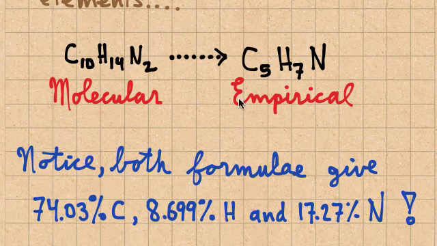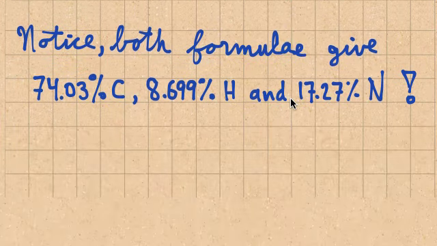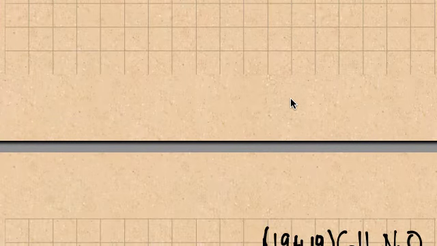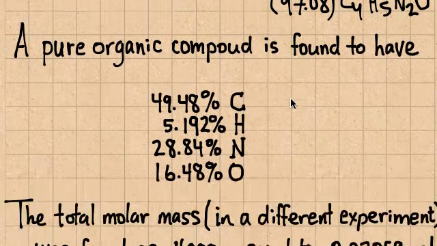So you'll have to fiddle with that a little bit. Empirical versus molecular. Sometimes if we find the empirical, we can work back upwards and get the molecular. Otherwise, maybe not.